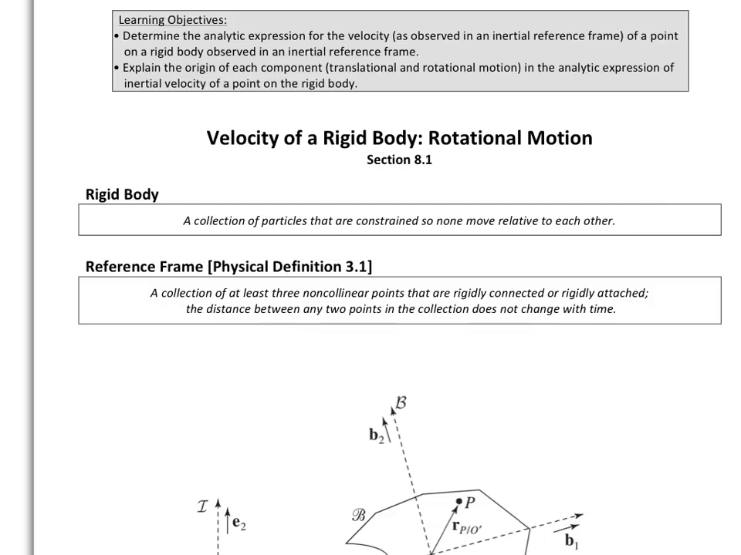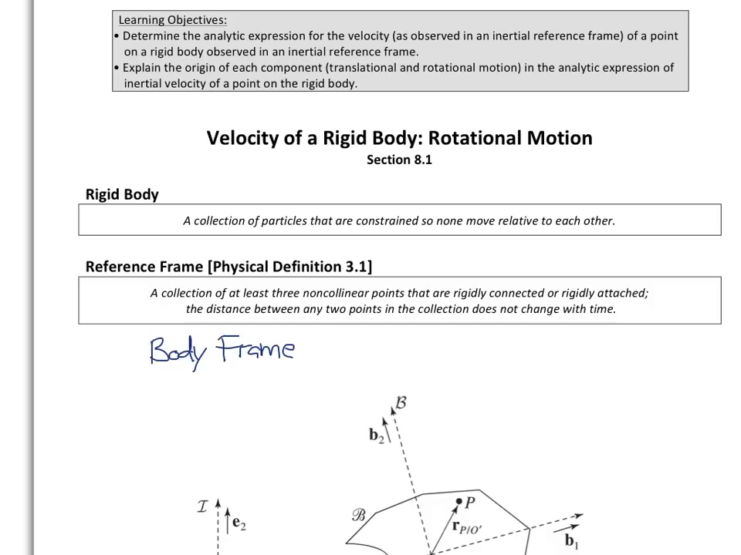And that was a collection of at least three non-collinear points that are rigidly connected or rigidly attached, and then the distance between any of these 2 points in the collection can't change with time. And so you can see the difference here is only in the use of particles versus points, because if a rigid body has at least 3 points, that's the same definition of a reference frame. And so when we have a rigid body, we can simply attach a reference frame to that body, and we call that the body frame.